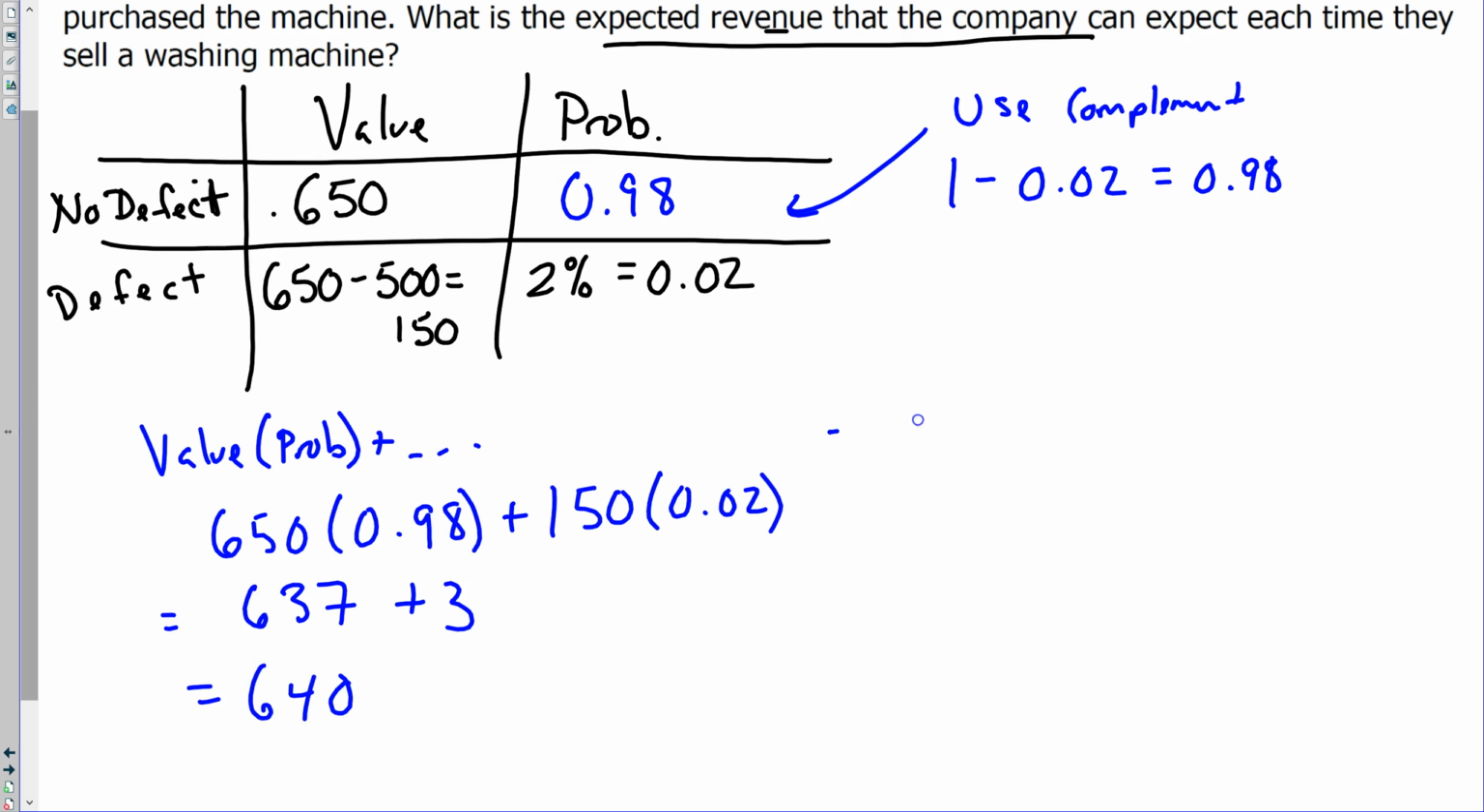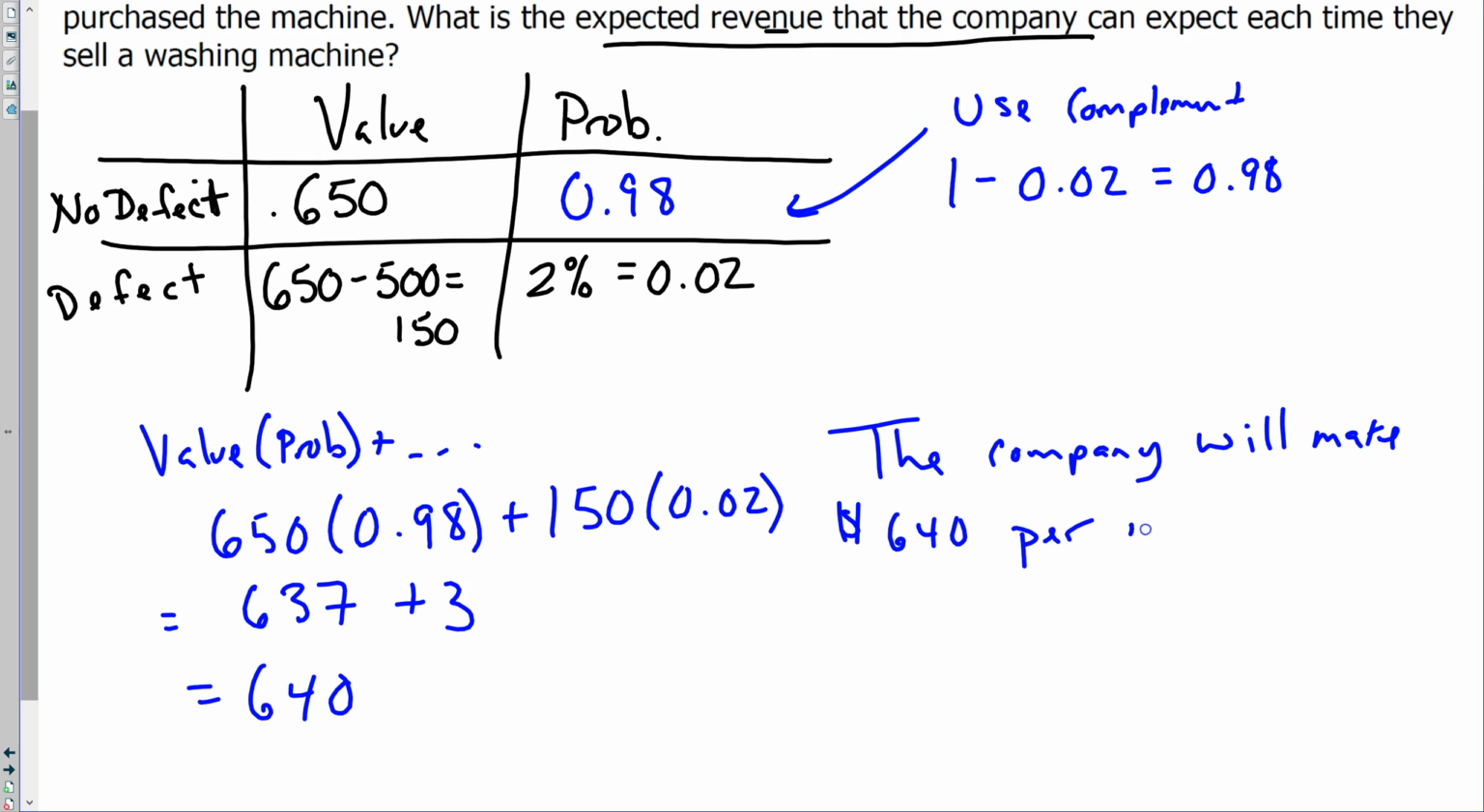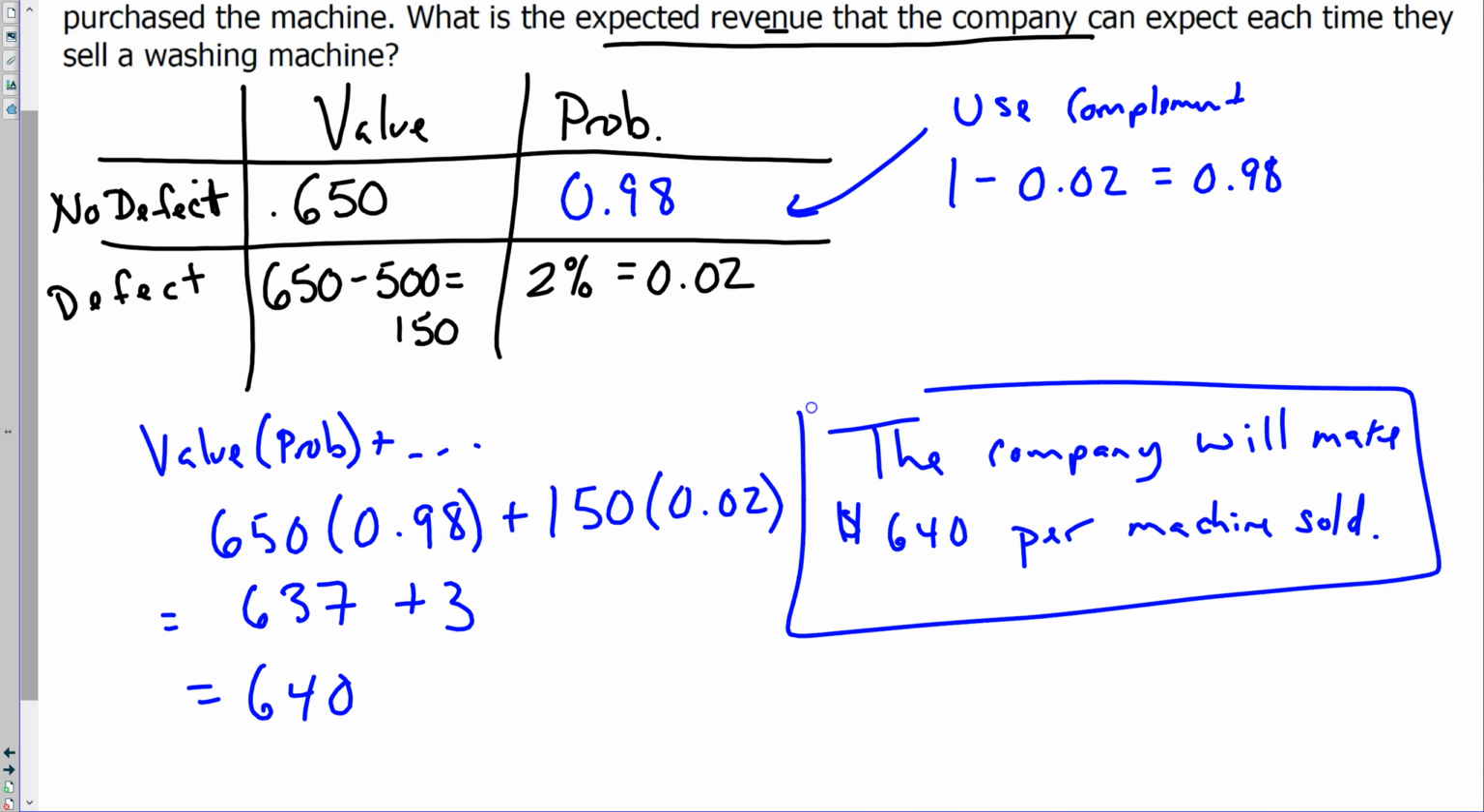So we want to explain what that means in that situation. So the company will make $640 per machine sold. So yep, it's not the 650, right? Because some of the machines they sell are going to require repairs, but we've included that. So in the long run, for all the machines that they sell, many machines, they would expect for each machine it to come out to be $640 each.